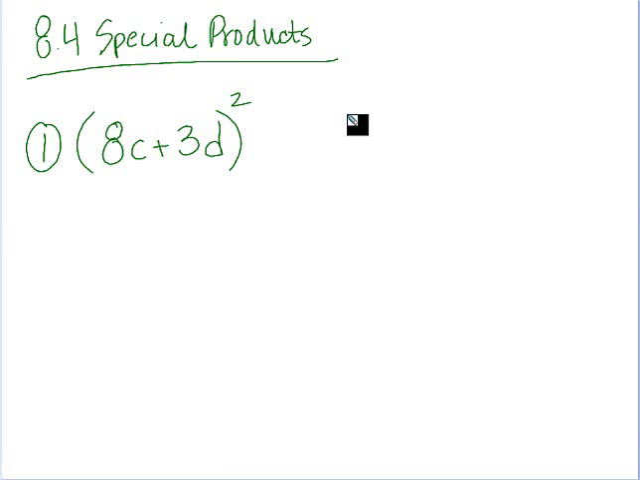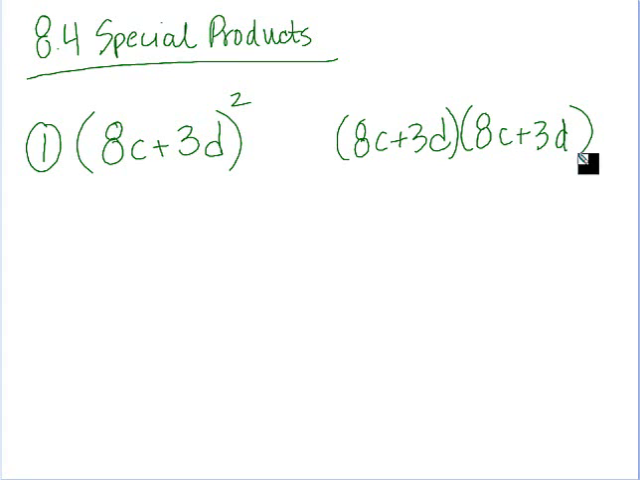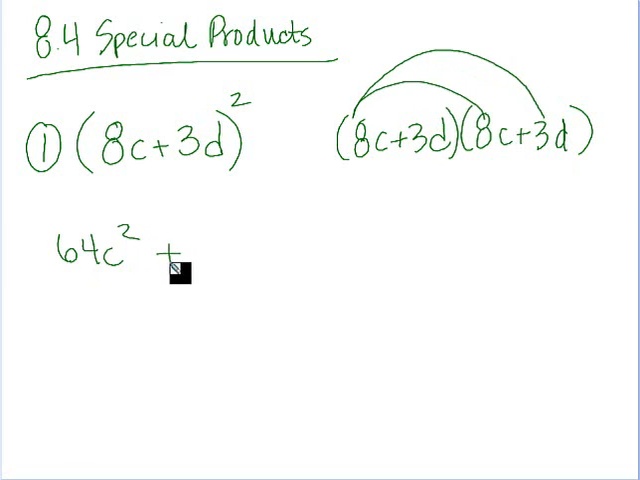Okay, so I have to write it out twice, which you already said. 8c plus 3d times 8c plus 3d. So you said 8c times 8c? 64c squared. So 64c squared. That's 8c times 3d. Eight c times 3d. Yep. Good. 24cd.